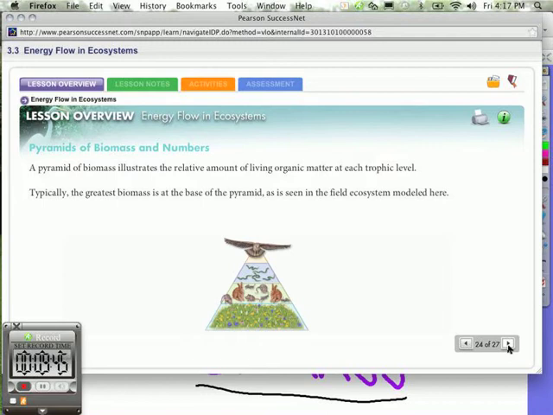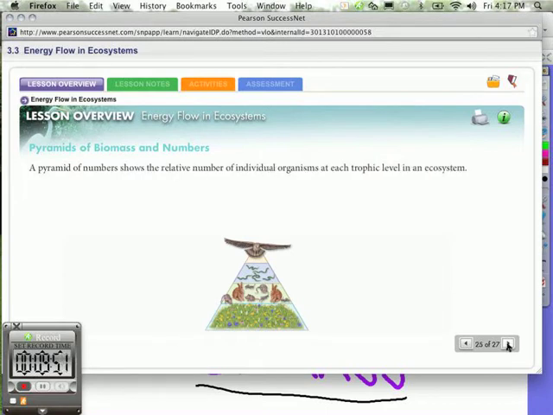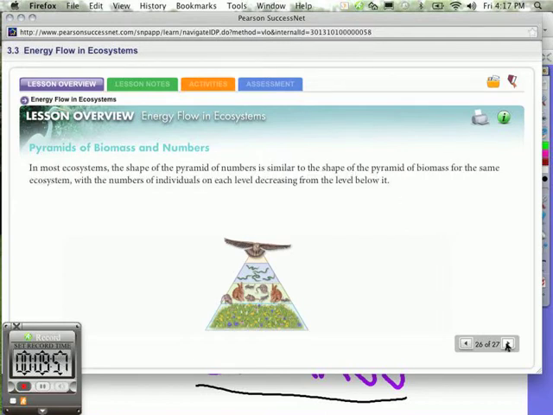A pyramid of numbers shows the relative number of individual organisms at each trophic level in an ecosystem. And in most ecosystems, the shape of the pyramid of numbers is similar to the shape of the pyramid of biomass for the same ecosystem, with the numbers of individuals on each level decreasing from the level below it.